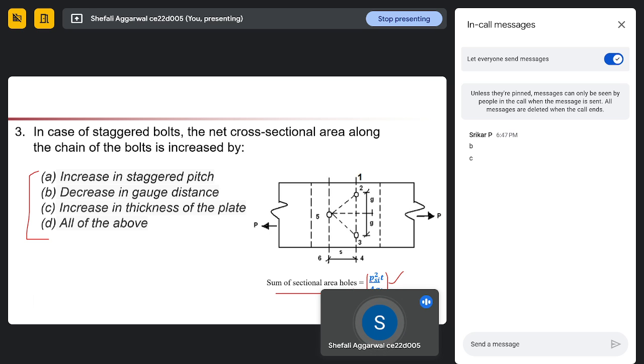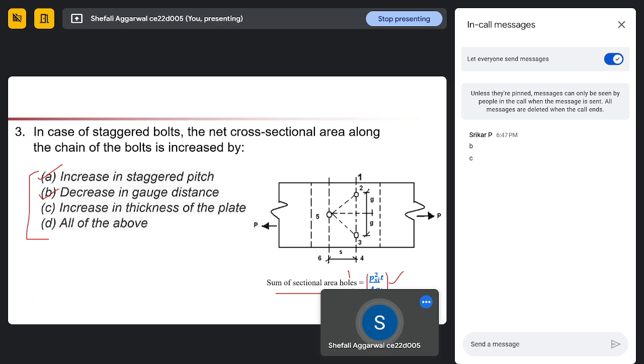You can see from here, first thing is P into T, P square into T divided by 4GI, right? So P is our pitch length. If we are increasing our pitch, our strength will increase. Oh, sorry, cross-sectional area will increase. So first option will be correct. Second is gauge length. So decreasing gauge length, our sectional area will increase. So second option is also correct.